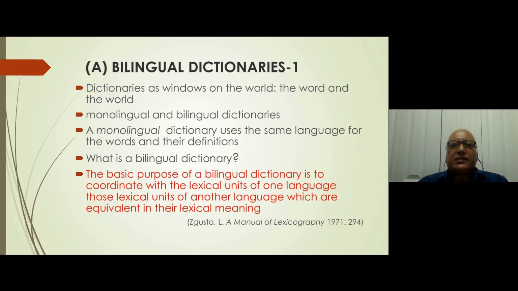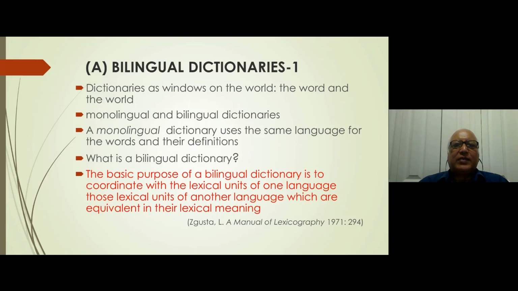Before I go to bilingual dictionaries, generally about dictionaries, what we can say is that dictionaries are windows on the world. A typical expression used often is the word and the world. The word is our way of getting at or accessing the world. So dictionaries come in different forms.